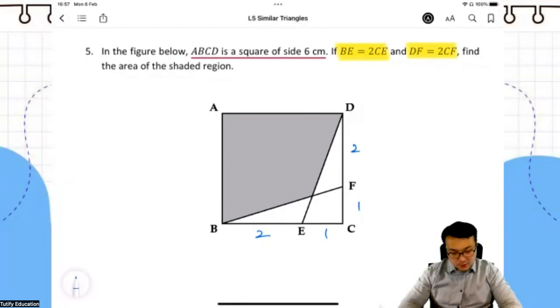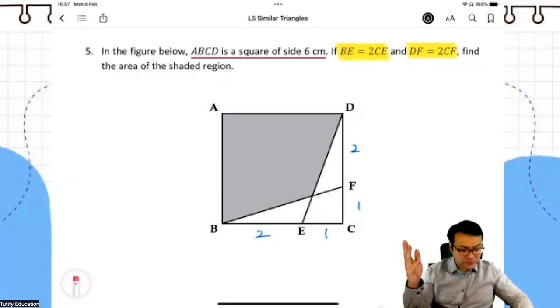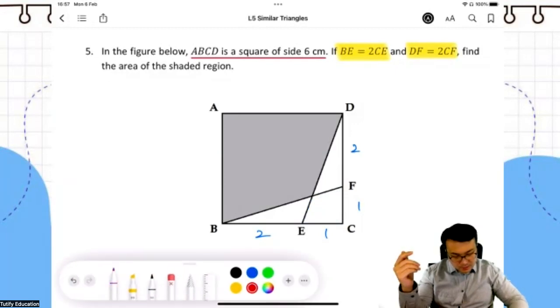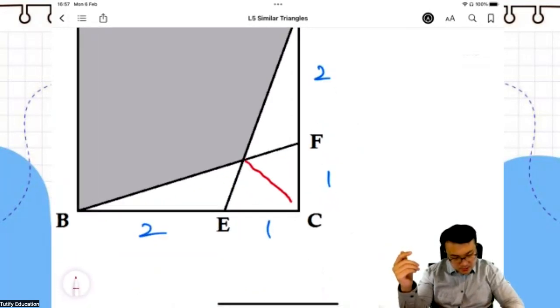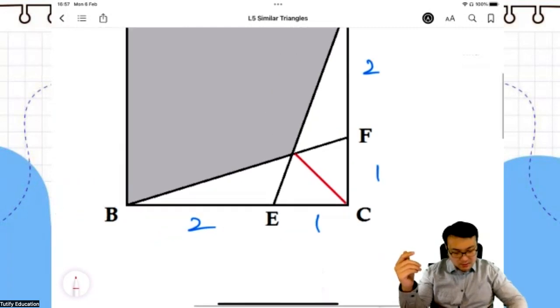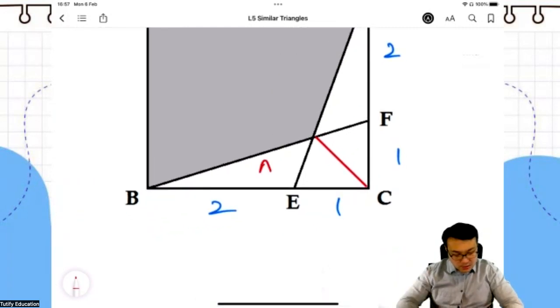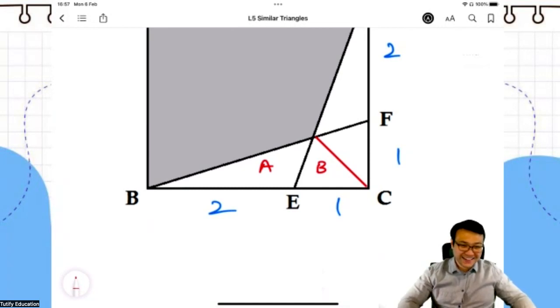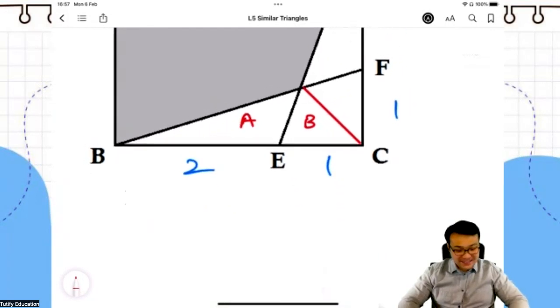Now, Malcolm, look, the shaded area is a quadrilateral, right? This is also another quadrilateral. We don't really like to work with quadrilaterals. So why not we cut this into a triangle, shall we? Malcolm, I want you to look at these 2 triangles. Do you think they share the same height? Yes, they share the same height.